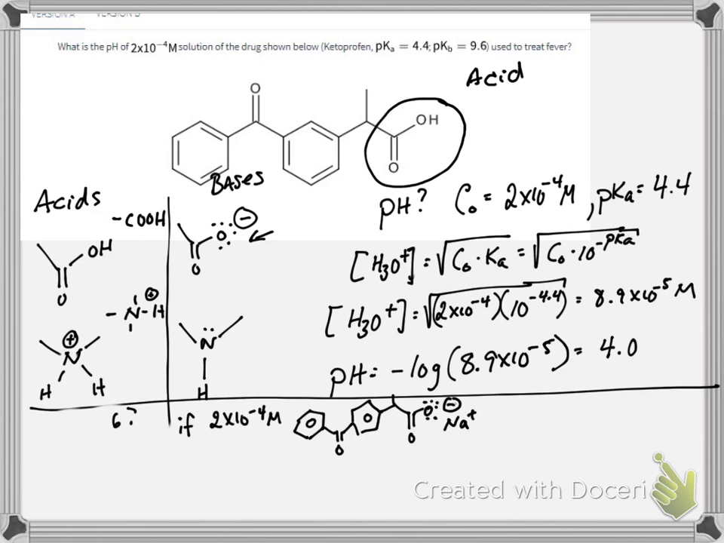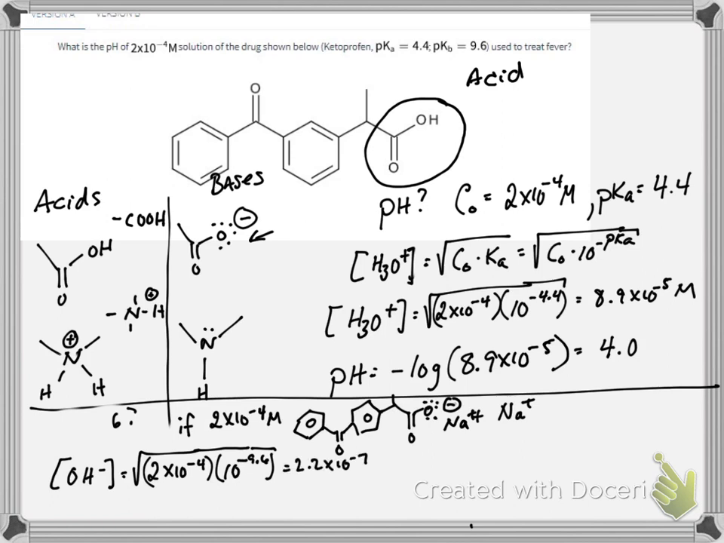So if the problem had been that we had 2 times 10 to the minus 4 molar of the negatively charged ketoprofen, then what will we do? We would first calculate hydroxide ion concentration, because we'd be working under Kb, as C0 times 10 to the minus pKb, right? So that's the difference of whether you're working with Ka or Kb, that you have to solve for hydroxide ion if you're working with a base.